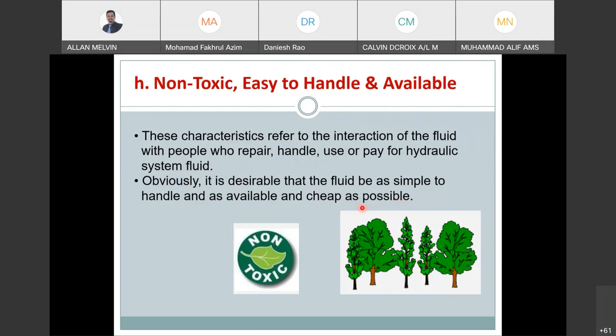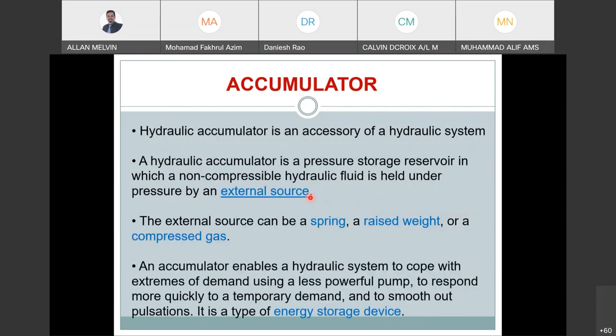So you need to always consider this in your design. How do you want to dispose of the hydraulic oil once it is finished? Make sure the process is simple and easier to handle, meaning easier to be removed, easier to be stopped, easier to be disposed of, and cheap. So that's one thing that you need to understand. Okay, any questions so far?